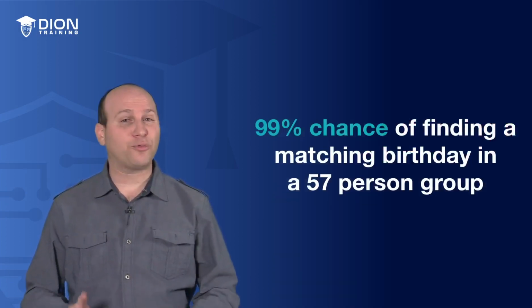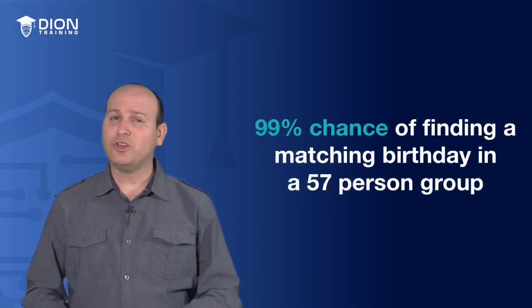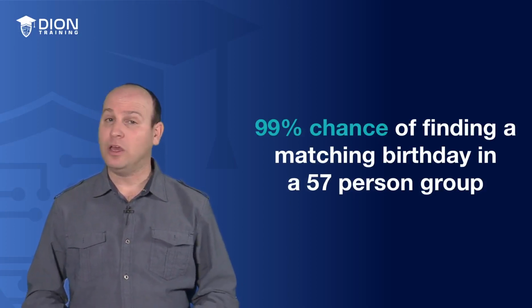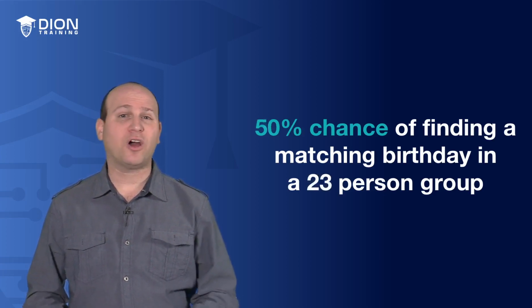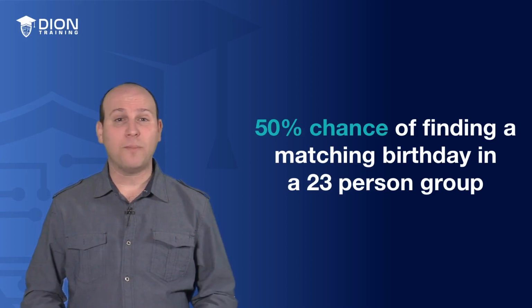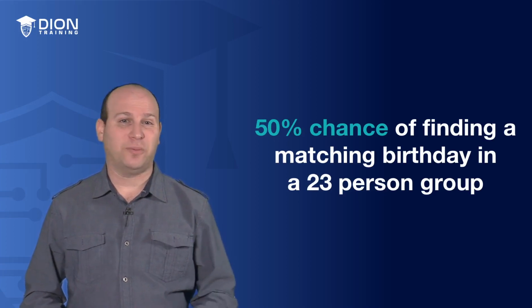When I teach this course in person to a group of 30 people, most of the time, two people in the class have the same birthday, at least the same month and day, if not also the year. In fact, even though there are 365 days in a year, you only need 57 people in a room to get a 99% chance of having two identical birthdays. With 23 people in a room, your odds are 50-50. That's why in my classes of 30 students, more often than not, we have identical birthdays.